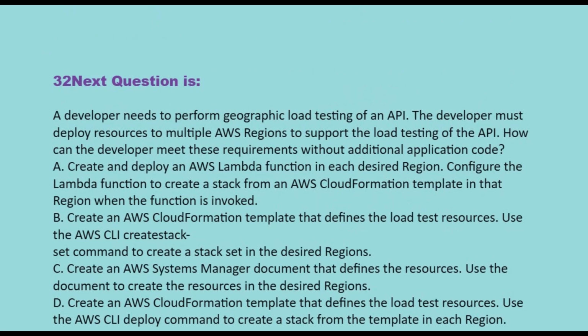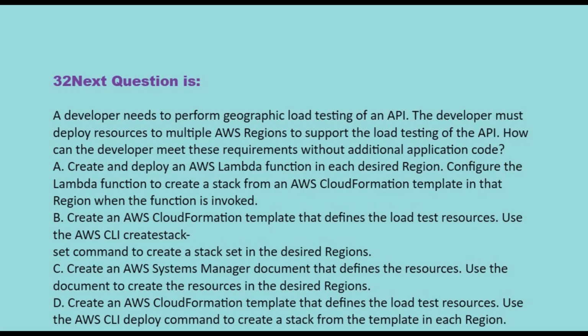Question is, a developer needs to perform geographic load testing of an API. The developer must deploy resources to multiple AWS regions to support the load testing of the API. How can the developer meet these requirements without additional application code?